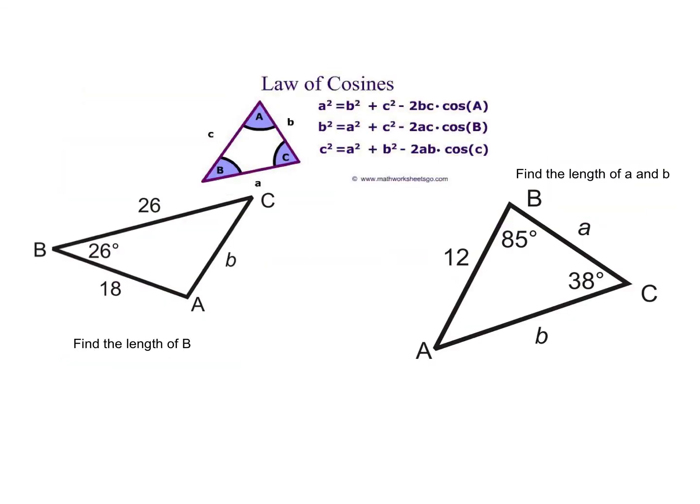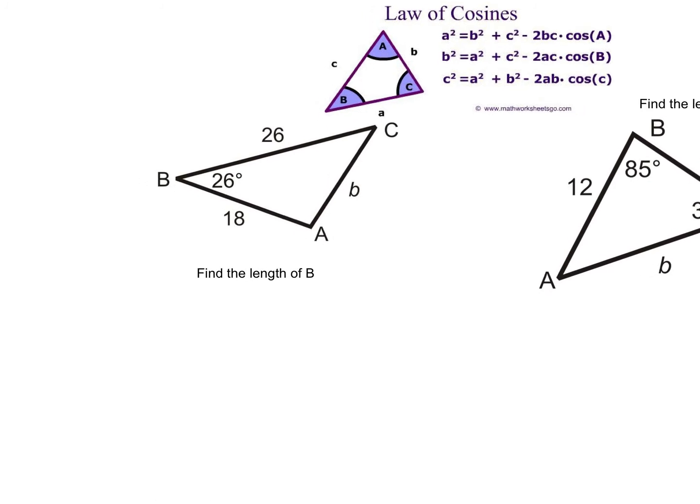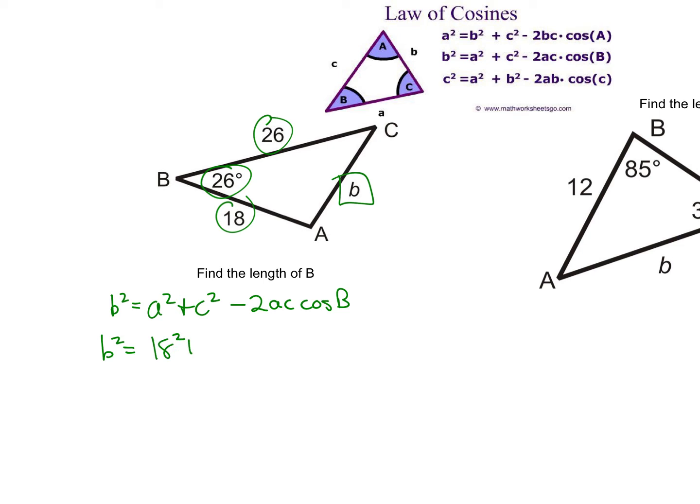So now, if I look at this one, similar, okay? So I've got 26 degrees. I don't know what B is, but I do know what the other two sides are. Now I can work. So in this case, B squared will be A squared plus C squared minus double AC cosine of my angle. So I'm looking for B squared. So it's really just the other two sides, 18 squared plus 26 squared minus double 18 times 26 times the cosine of my angle.